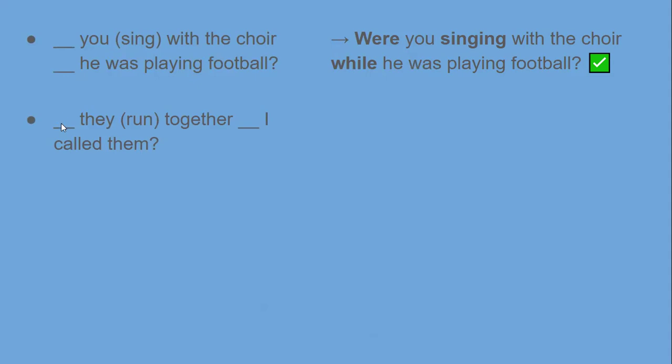Next up, gap: they ran together. Gap: I called them. Subject, they. For the subject they, we use the past verb to be, were. The verb needs to end with an ing. And therefore we have to connect the first action to the second using when, because the second action is in the simple past. So the correct sentence becomes, were they running together when I called them?